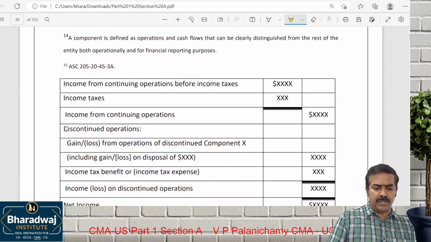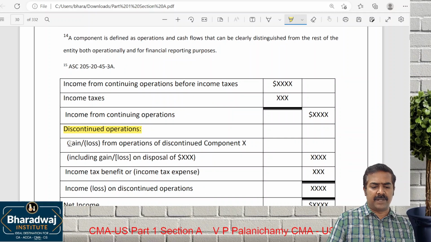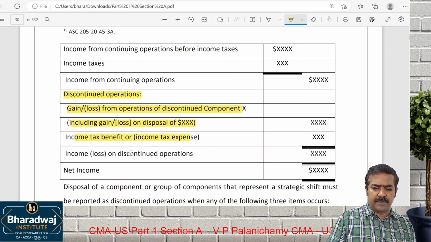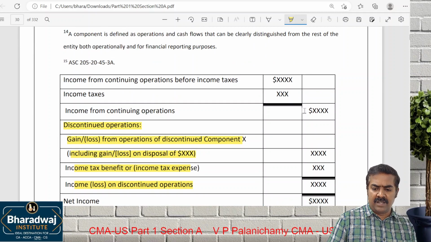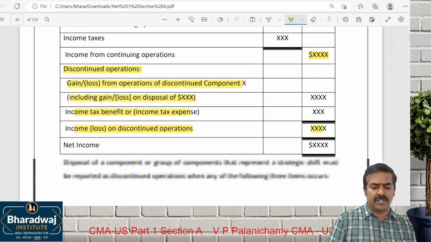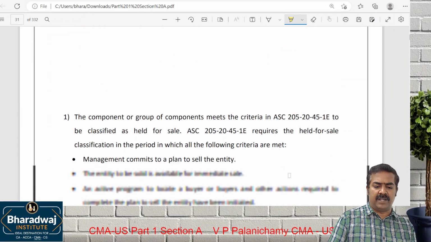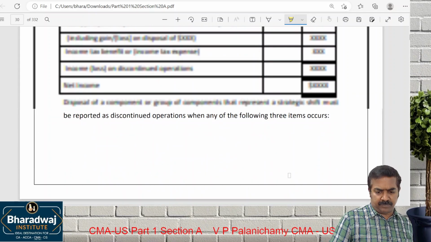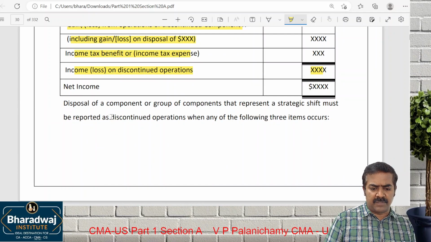That's what. Discontinued operations must be reported separately. Any gain or loss on selling that business, income tax benefit or expense from that, and net income from discontinued operation should be disclosed separately. Clear? I must disclose continuing operation as well as what? Discontinuing operation, I must do it separately. Separately. Clear? Next.